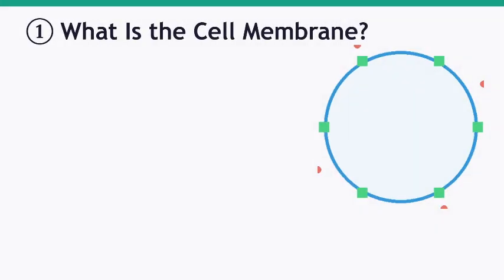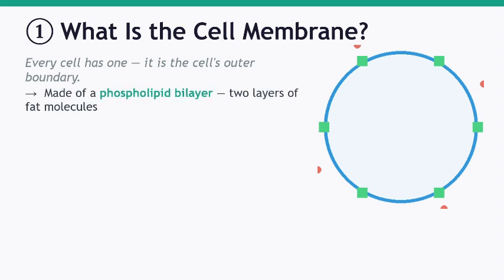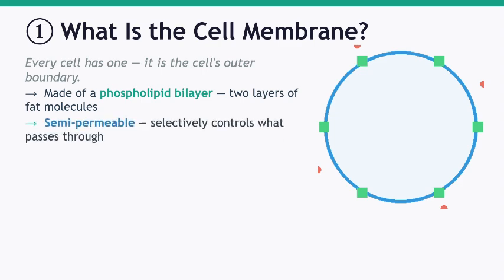So every single cell has a membrane. This is basically the cell's outer boundary, its skin, but it's not just a wall sitting there doing nothing. It's an incredibly smart selective barrier. It decides what comes in and what goes out. It's made of something called a phospholipid bilayer, we'll get into that in a second, and it has protein channels embedded in it that act like gates and pumps.